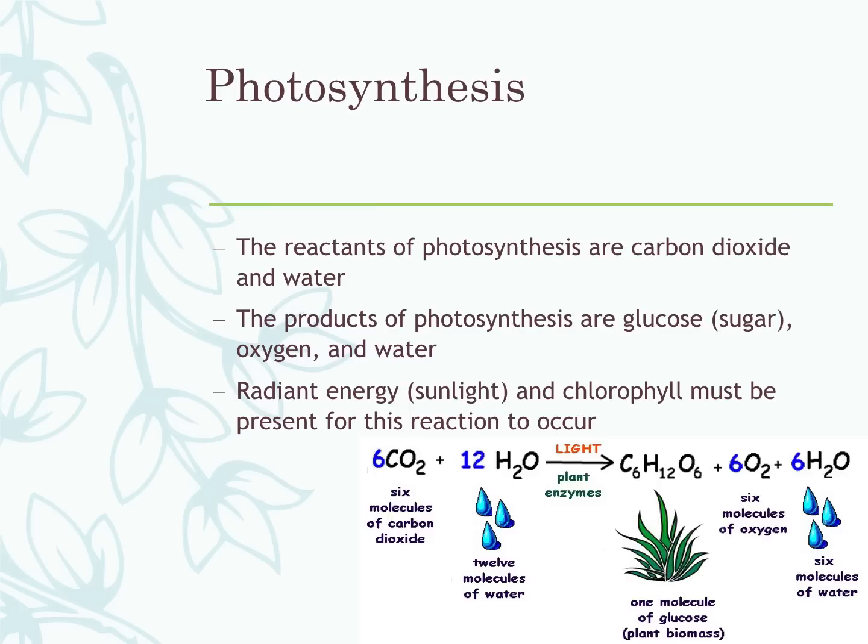So this equation is balanced, and we'll talk more about balancing equations in class. We have 6 CO2 molecules, that's carbon dioxide, plus the water in the presence of light and chlorophyll. Chlorophyll is the plant enzyme. Yields, that's what the arrow means, C6H12O6, which is the glucose, and then oxygen and water is also given off.